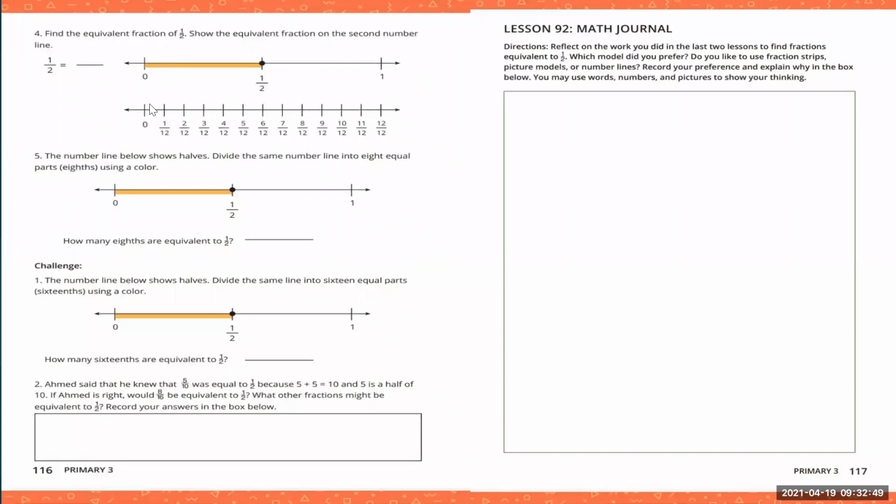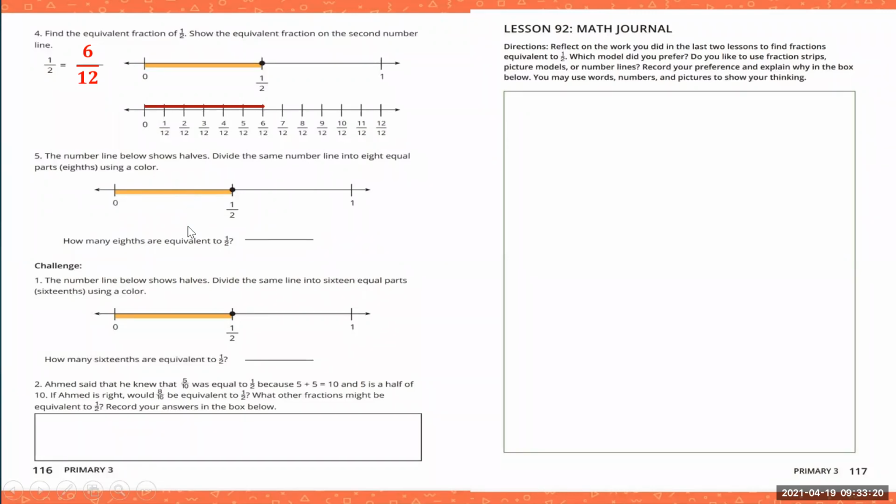The half of 12 equals what? Half of 12 is 6. So I will start from 0 and stop at 6. That is 6 over 12. So the half equals 6 over 12. Great, my dears. Excellent.